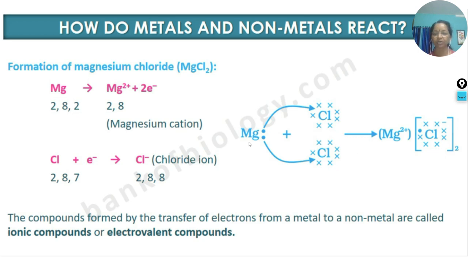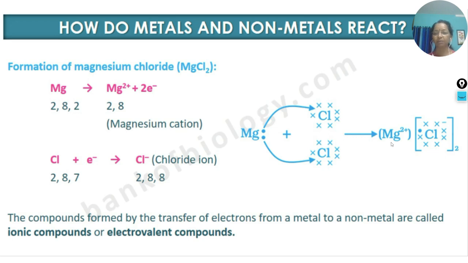So one magnesium needs 2 chlorine. That is why the formula is MgCl2: 1 magnesium, 2 chlorine atoms. Okay. So that is how magnesium chloride is formed. One magnesium is ready to give out 2 electrons, but one chlorine needs only 1 electron. So we need 2 chlorine to take in the 2 electrons. Okay, and the compound formed is called magnesium chloride, another ionic compound.